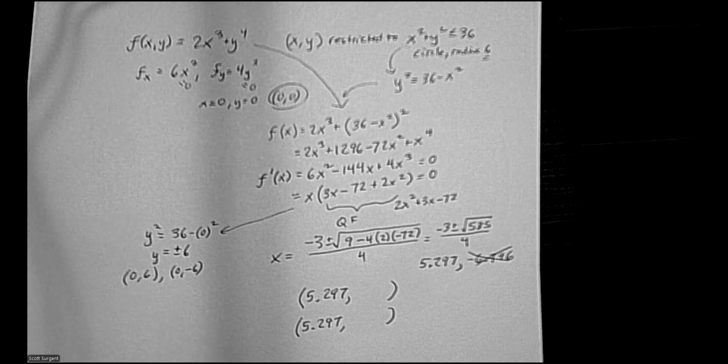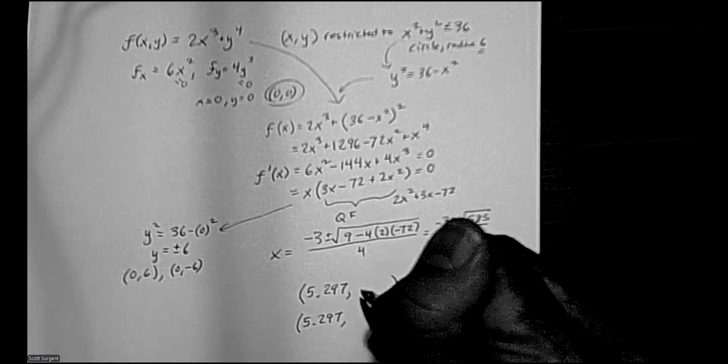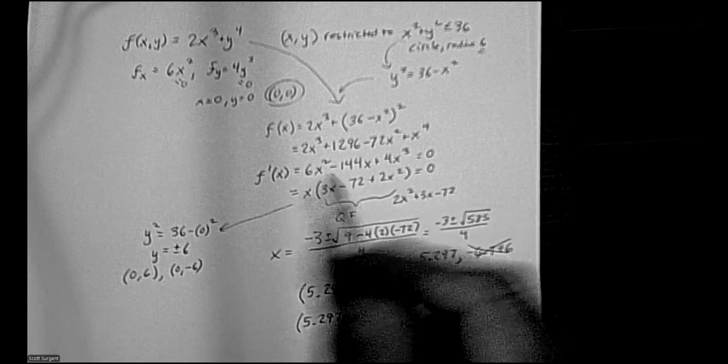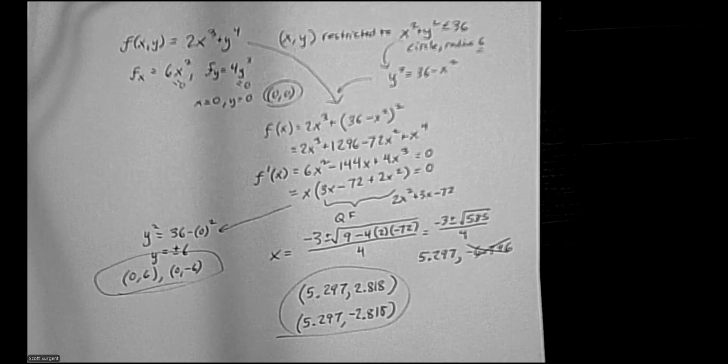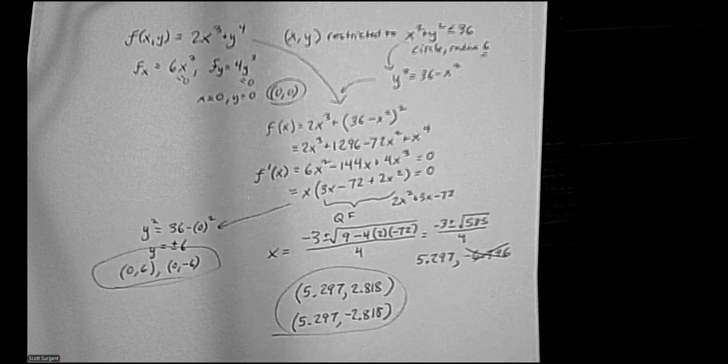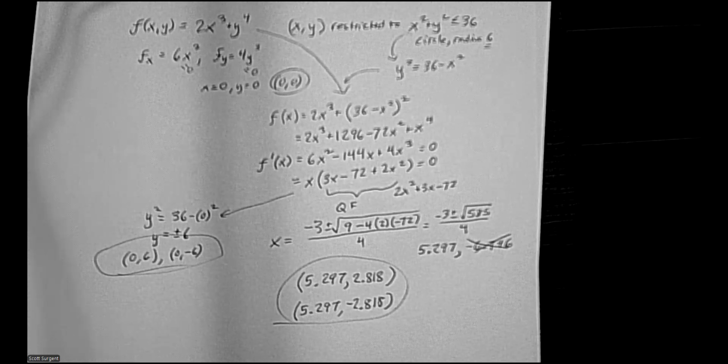Let's do that. So 36 take away 5.297 quantity squared, and then take the square root of that, and you get two values. You get 2.818 and -2.818. All right, so you've got 5 critical points. And again, I'll pause and let you absorb that algebra for a moment. I can go over any step that you're wondering about. Anybody have any questions on that? Hanging with me there?